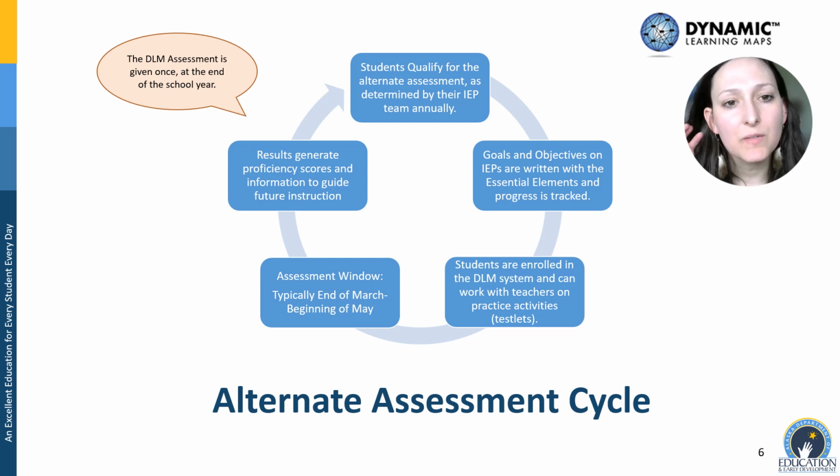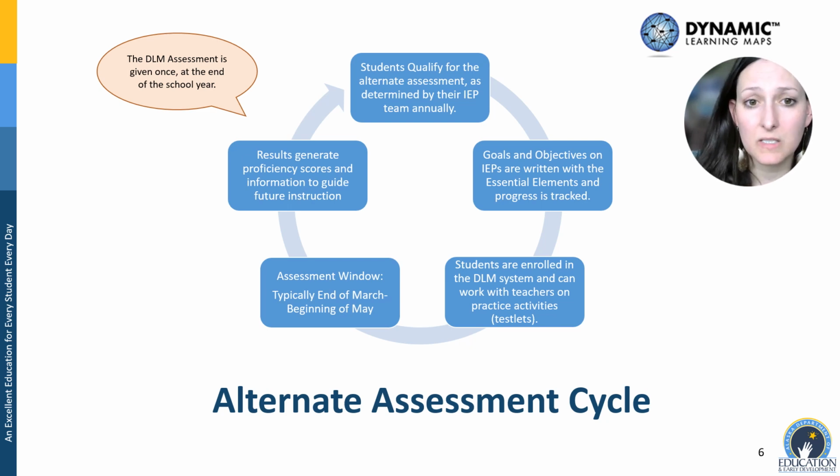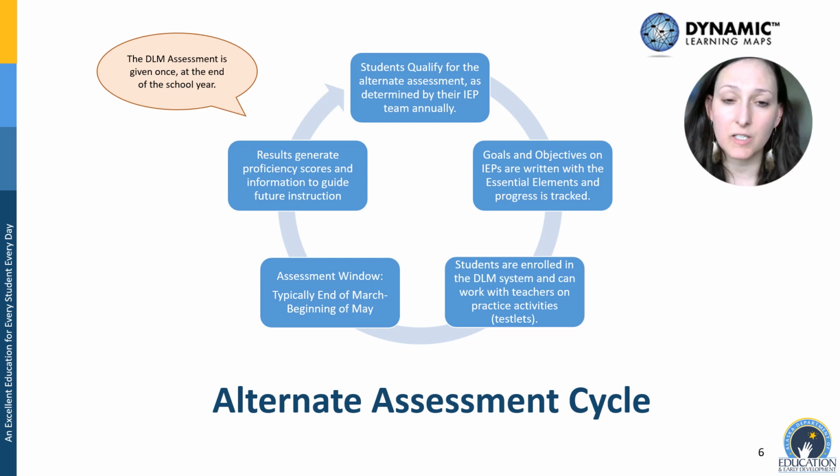So here's a general overview of how the alternate assessment cycle works in Alaska. Alaska is known as a year-end state, which means that the DLM assessment is only given once, and it's at the end of the school year. So the starting point, the very top of the circle, would be that students qualify for the alternate assessment as determined by their IEP team. Remember, this is reviewed annually, and we're looking at students in grade 3 through 9 for English language arts and math, and in grades 5, 8, and 10 for science.